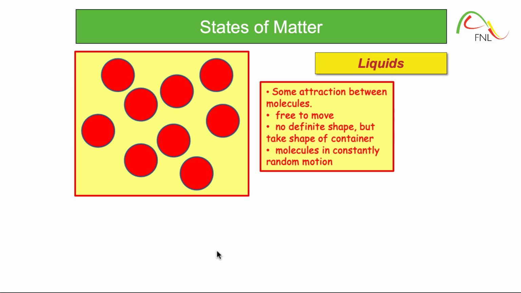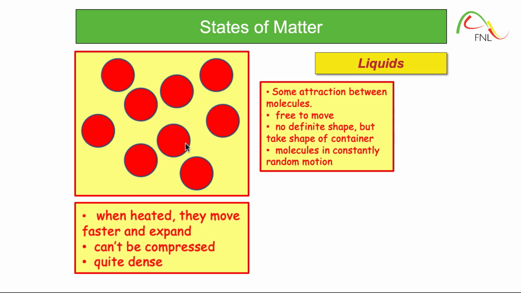become liquids. So liquids have some attraction between molecules, not as much as solids, but some. They're free to move, so you can pour them. No definite shape, but they take the shape of any container they're put in. And in that container the molecules are in constantly random motion. We can't predict in which way a particle is going to move. It's random. When heated, as with solids, the particles move faster and expand, pushing against each other.